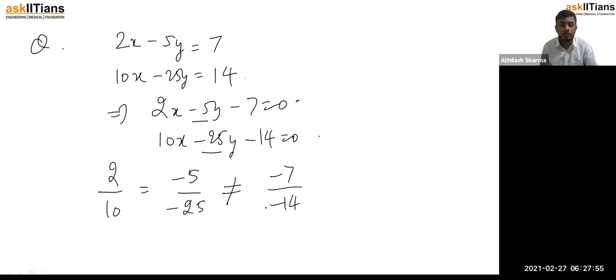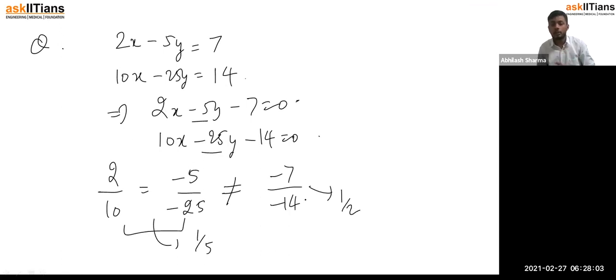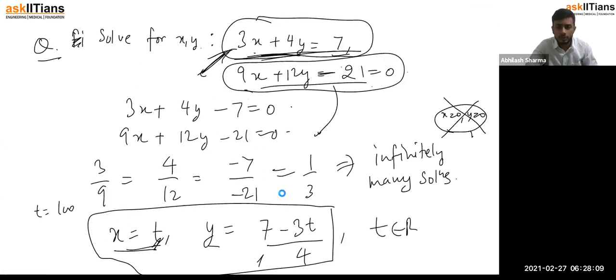So in this case, what happens? The reason is both of them are 1 by 5 only, right? But this is 1 by 2. So when a1 by a2 equal to b1 by b2, but a1 by a2 is not equal to c1 by c2, as we have discussed in earlier cases.